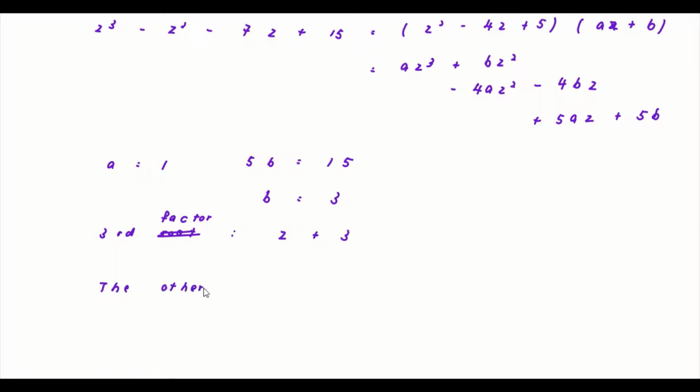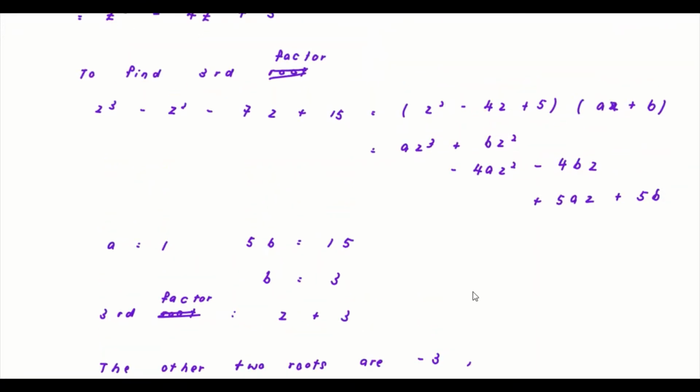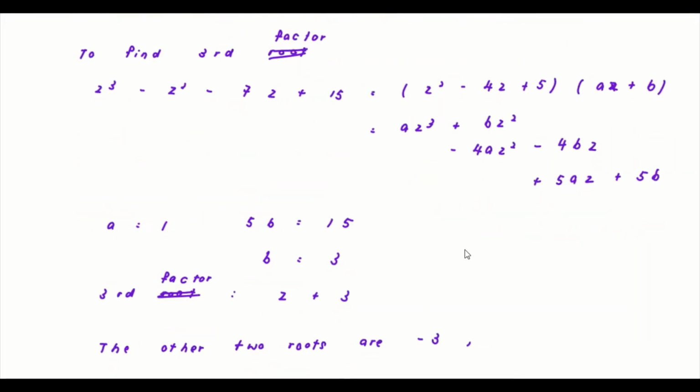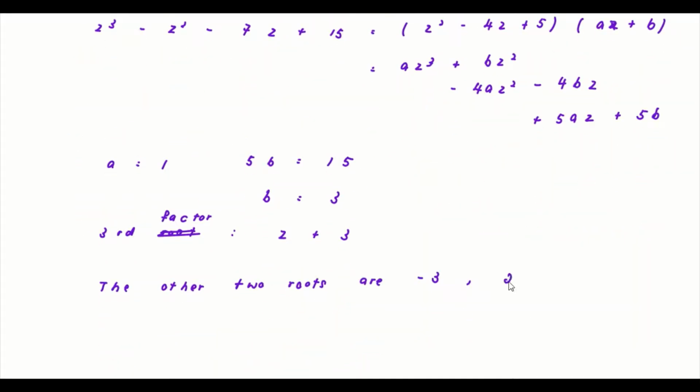So in this case, the other two roots: the first one is going to be from Z plus 3, so the root is -3. Then the other one is what you have over here, your 2 plus I, the conjugate, so 2 minus I. So that's your answer for number 3.